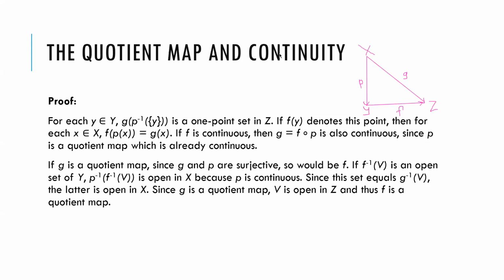And then the other direction is quite simple. Its solution is in one of the previous slides. So I will ask Zikong to give us the other direction, where we know that F is a quotient map, and we have to prove that G is a quotient map.